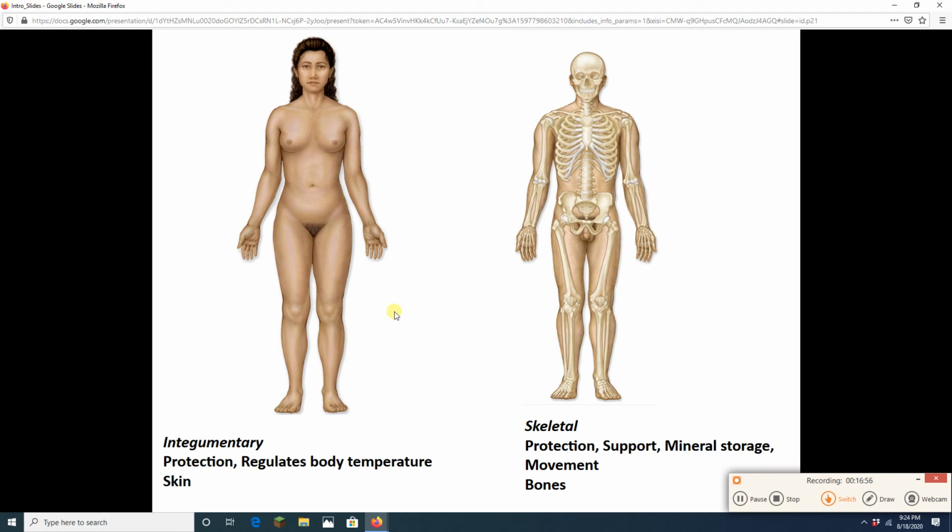Now, of course, deep to the skin, we have the bones and cartilage of the skeletal system, which is going to protect your sensitive organs, protect your brain, your spinal cord, your heart, your lungs, your kidneys, your spleen, etc. The skeletal system is going to support your weight. It's going to store minerals like calcium and phosphorus, and it is going to work with your muscles to allow for movement. So we got the integumentary system, we got the skeletal system.